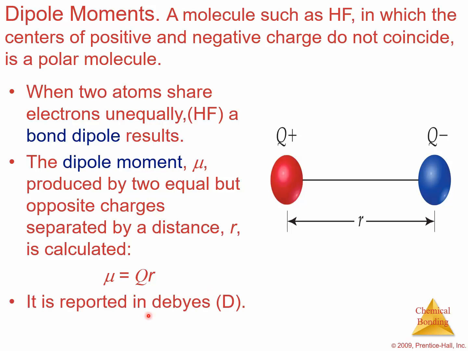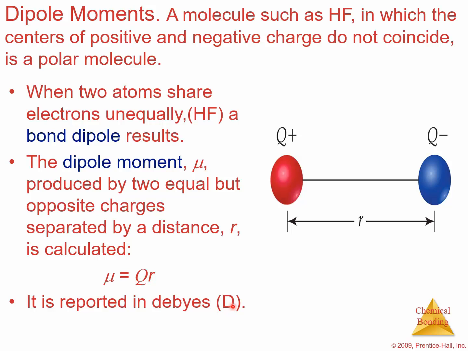Now, dipole moments are usually reported in debyes. A debye is a unit that equals 3.34 times 10 to the minus 30 coulomb meter. For molecules, we usually measure charge in units of electronic charge, and for one electron, the charge is 1.60 times 10 to the minus 19 coulomb, and distance in angstrom. This means that we need to convert units whenever we want to report a dipole moment in debyes.